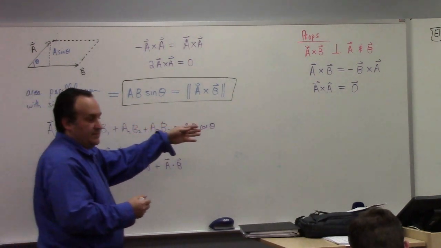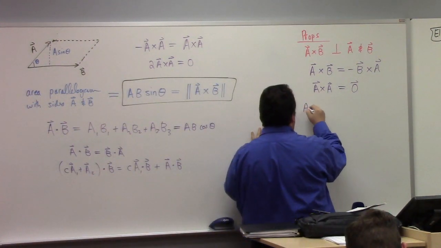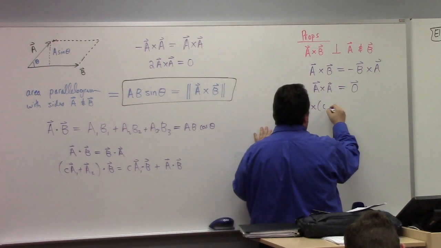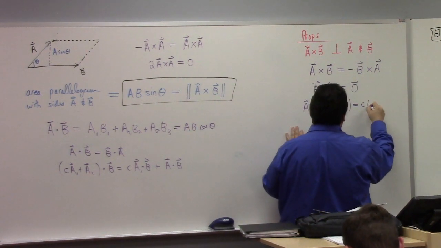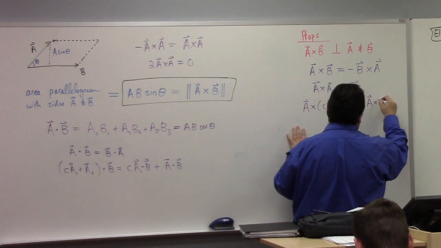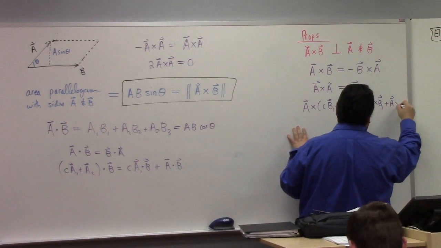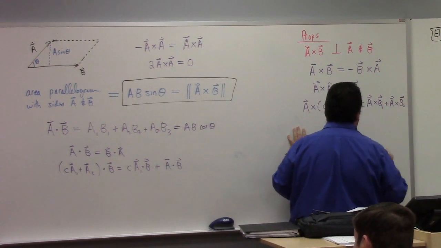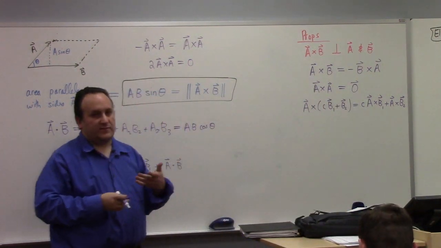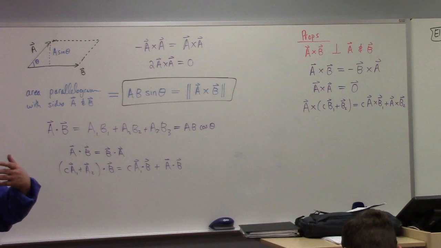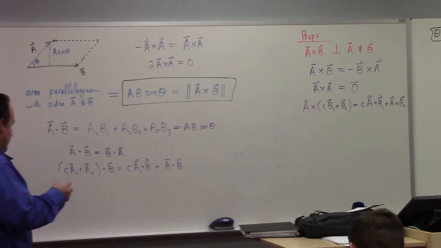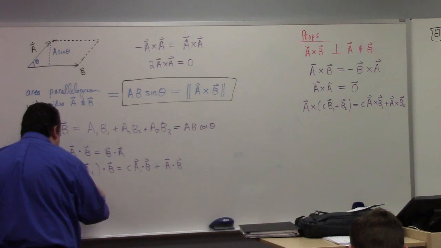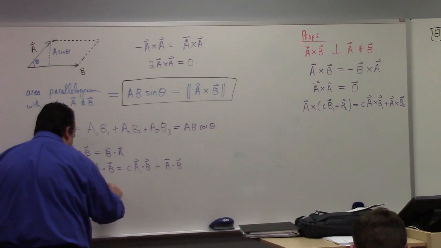That's also true for the cross product. If I have the cross product of, say, A with C B1 plus B2, that is equal to C times the cross product of A with B1 plus A cross B2. So both the dot product and the cross product have this linearity. They break up across addition. You can pull scalar multiples out of them, all right? How about the dot product of 3 things? What can you tell me about A dot B dot C? What can you guys tell me about that?